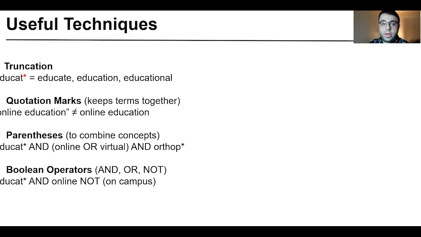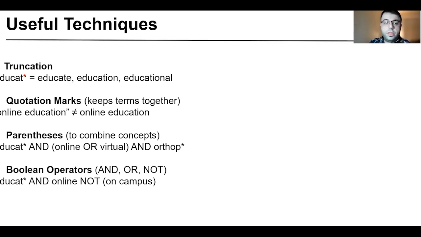Quotation marks keep terms together. If you want to look for online education, you have to put it in quotation marks. You cannot just write online education. Parentheses are used to combine concepts. For example, you want to look for online education, orthopedic training, virtual training, or virtual learning, something like that.